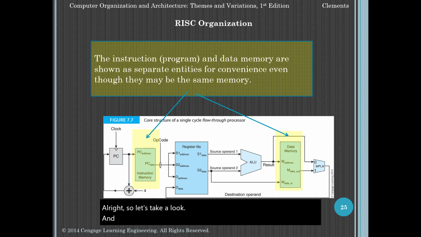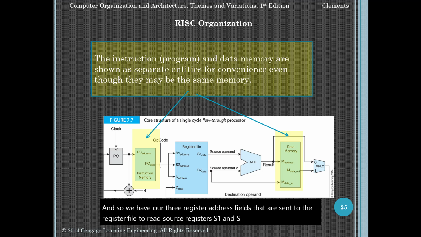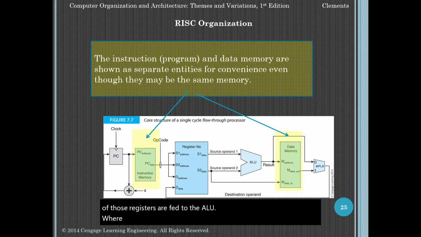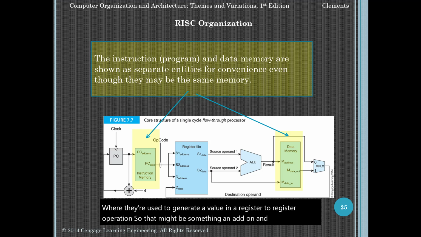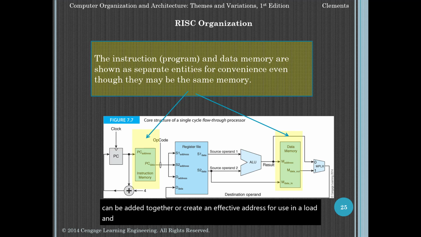And so we have our 3 register address fields that are sent to the register file to read source registers S1 and S2. And then the contents of those registers are fed to the ALU, where they're used to generate a value in a register to register operation. So that might be something like an add, an and, or a sub. And so they can be added together or create an effective address for use in a load and store operation.